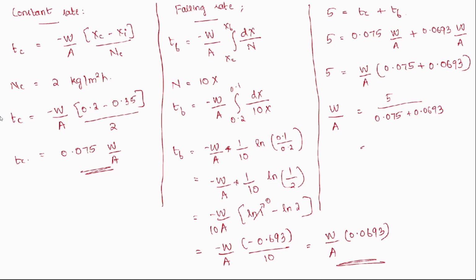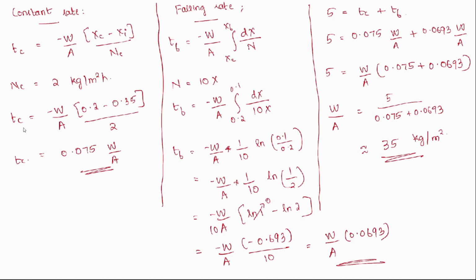If we do this division, this value will come approximately as, let's see, 35 kilogram per meter square. So this is what we need to find in this question here. In kilogram per meter square, we need to find the mass of dry solid per area of drying.